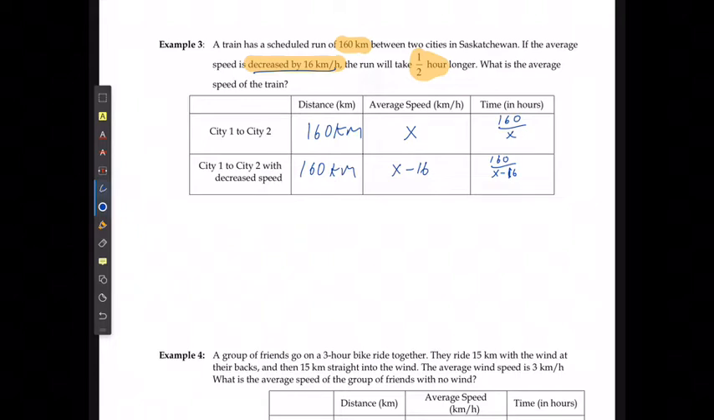If it will take half an hour longer, then the difference between the slower time, 160 over x minus 16, minus 160 over x, the faster time, has to equal half an hour, or 1 over 2. Which means that my lowest common denominator that I'm multiplying all this by is going to be 2x and x minus 16.